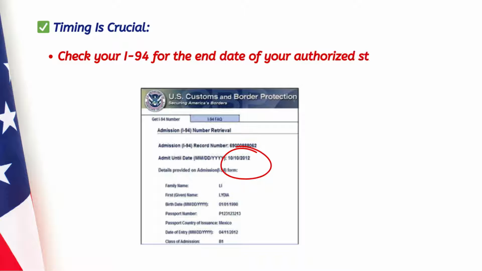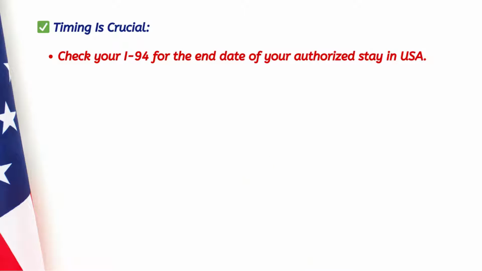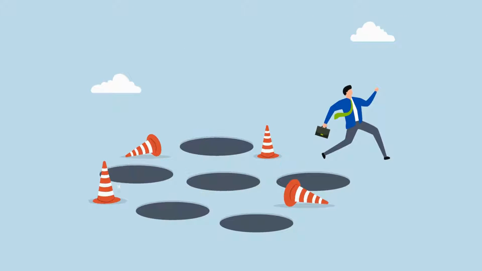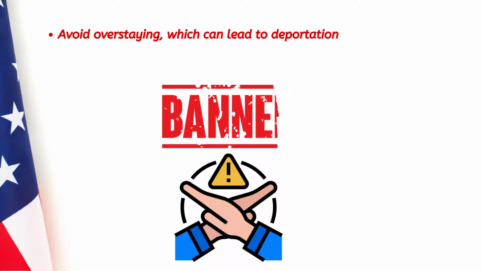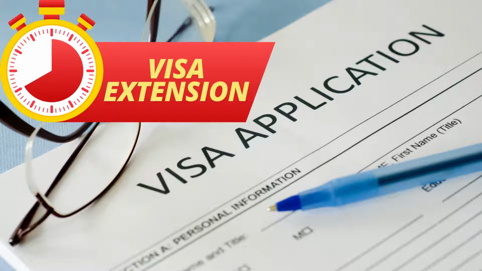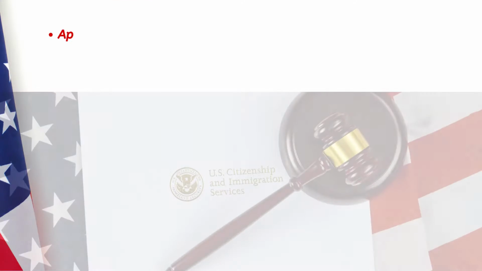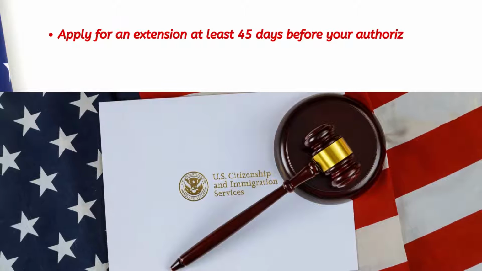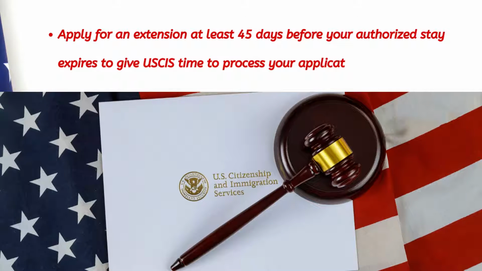That's your authorized stay's end date. To avoid overstaying, which can lead to deportation or being barred from re-entering the United States, it's best to apply for an extension as soon as you are aware that you need to extend your stay. But try to do it at least 45 days before your authorized stay expires, because this gives USCIS enough time to process your application and avoid complications.